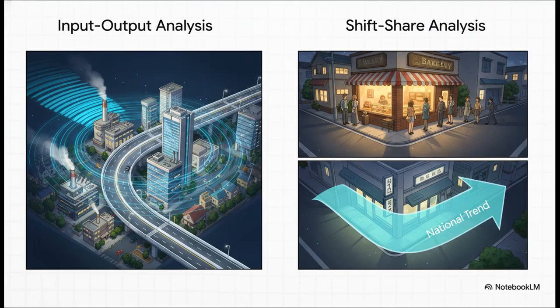And planners have other cool tools too. With something called input-output analysis, they can actually map the ripple effect of a huge project, like how a new flyover might boost local shops and the demand for housing nearby. And with shift-share analysis, they can figure out if a neighborhood is growing because of its own unique vibe, or if it's just kind of riding a bigger national economic wave. It's all about separating what's local from the bigger picture.